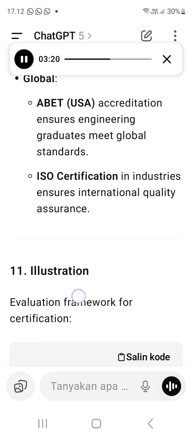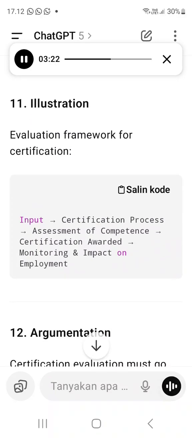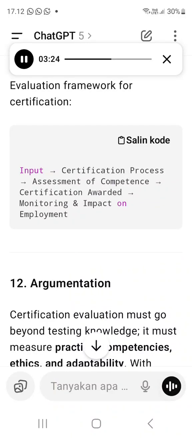11. Illustration: evaluation framework for certification. You can see the code in our conversation history.